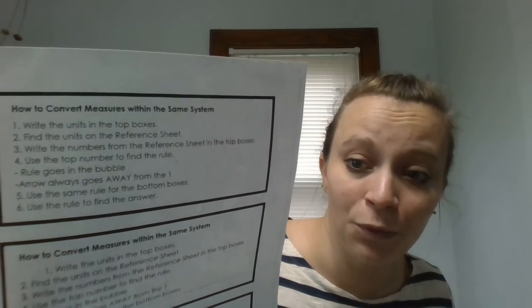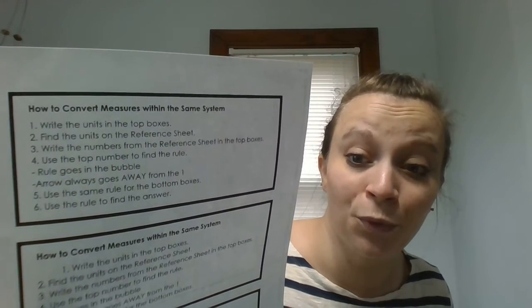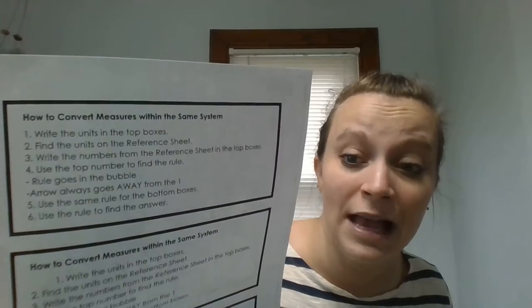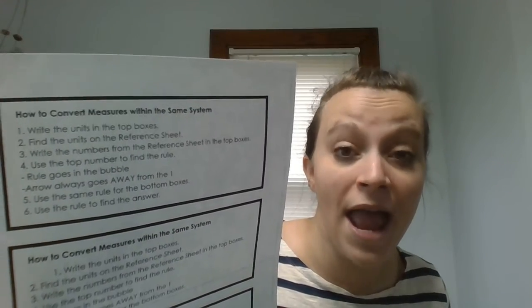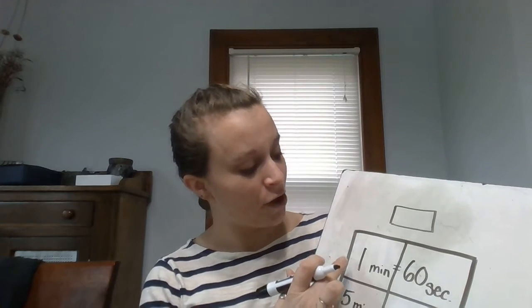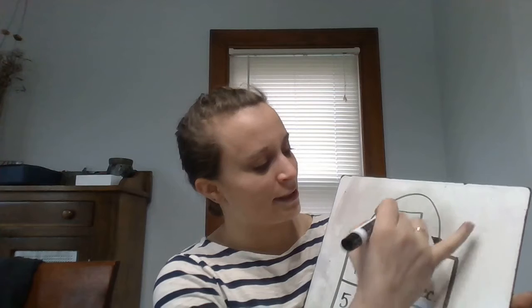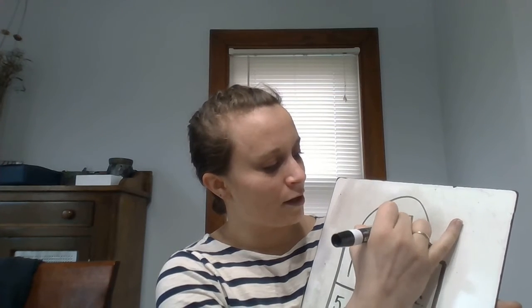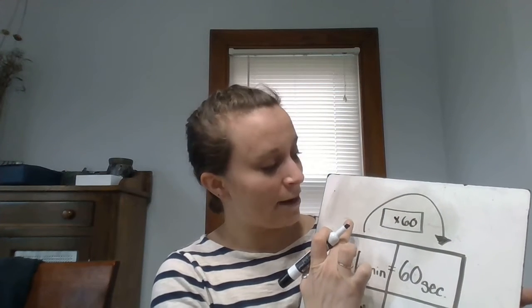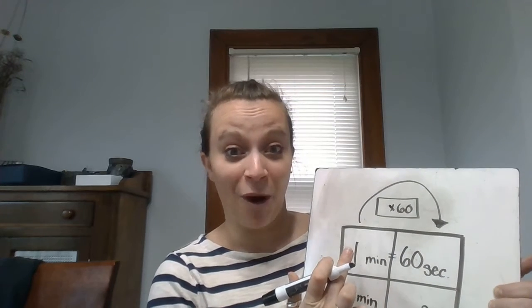So now let's go to step 4. It says use the top number to find the rule. And then underneath it, it says the rule goes in the bubble, and you always go away from the 1. So the top's always going to have a 1. So how do I get from 1 to 60? We go away. I draw an arrow going away. And how do I get from 1 to 60? Times 60. So I put my rule in the bubble, and my arrow goes away from the 1.